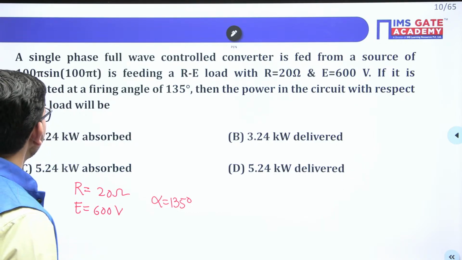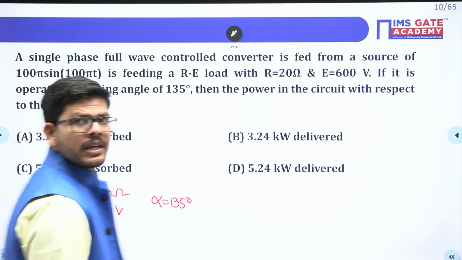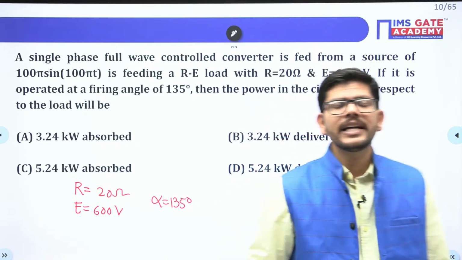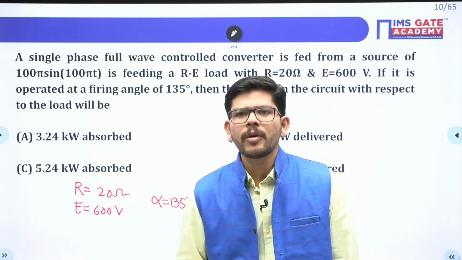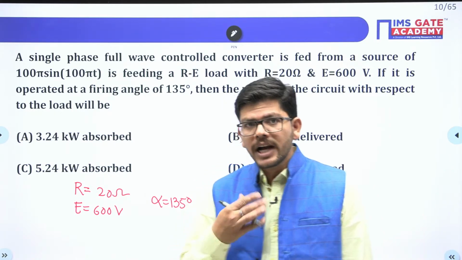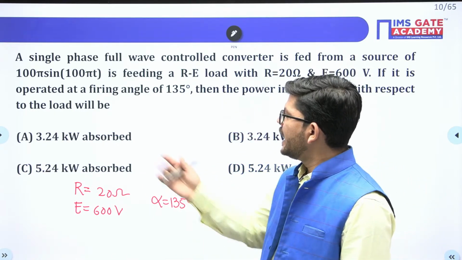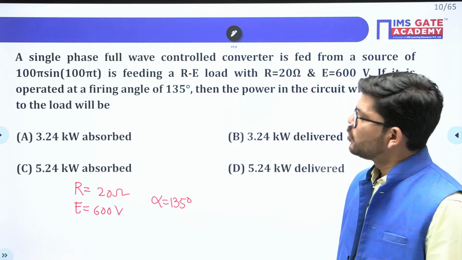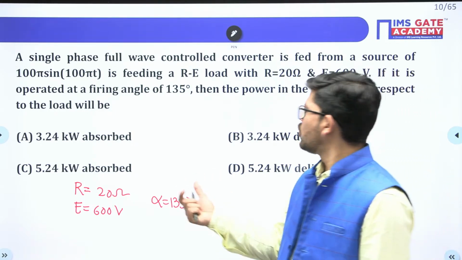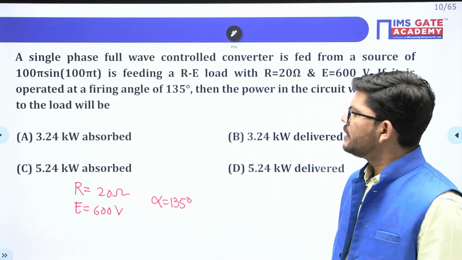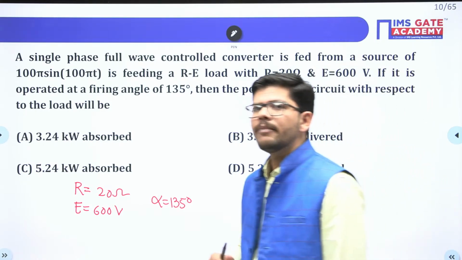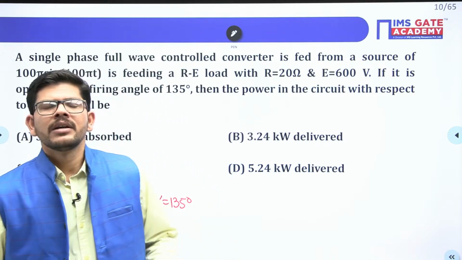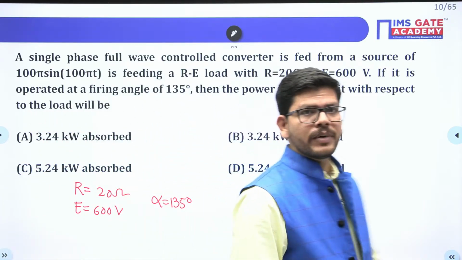then what will be the power in the circuit with respect to the load? Whether the load is delivering power or it is absorbing the power, we have to comment on that as well. And the options are 3.24 kilowatt of power, whether absorbed or delivered, and 5.24 kilowatt of power, whether absorbed or delivered. We have to comment on that as well. So how do we solve this particular problem, guys?